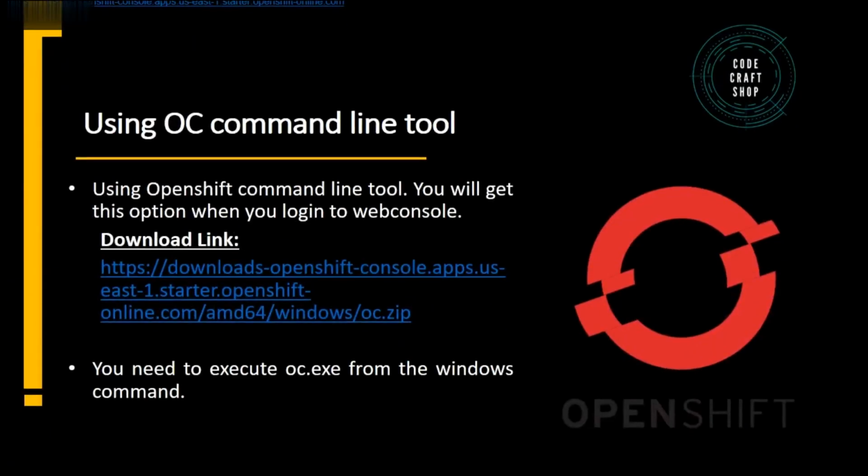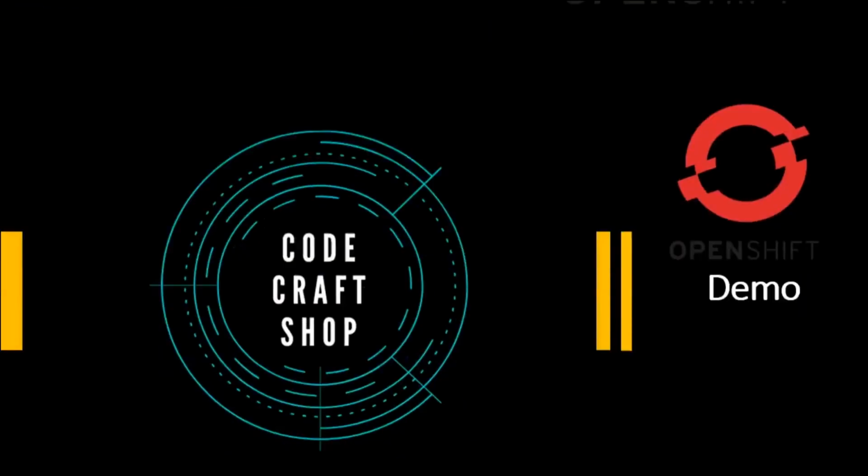The second method is using the OC command line tool. So OC means OpenShift cluster. So you need to download this command line tool from the URL which I have provided in the slide. So you can get this, and you need to execute this exe from the Windows command.